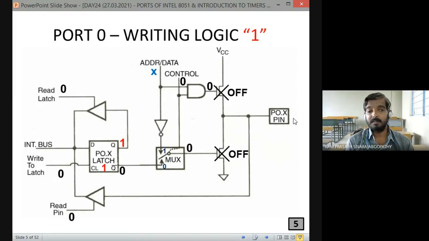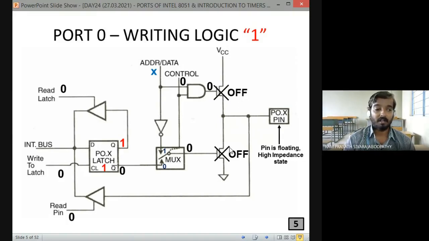What is the condition of the pin now? Is it 1? See, both paths are getting open circuit, correct? Ideally, it is neither 0 nor 1. Very good. That means the pin is floating. That means high impedance state.